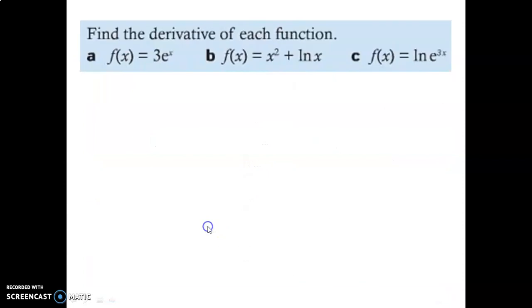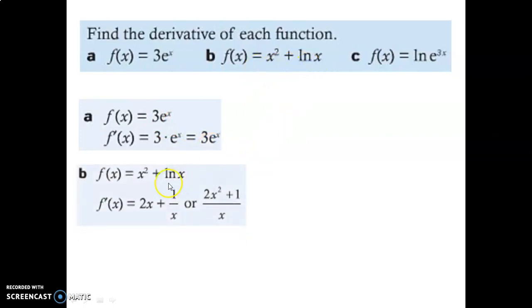Okay, let's do some problems. So you have these three here. Using what you just learned about derivatives, find the derivative of this first one. Well, that one is pretty basic. The derivative of e to the x is just e to the x, so the derivative of that is just 3 times itself. It just ends up being the same. Next one.